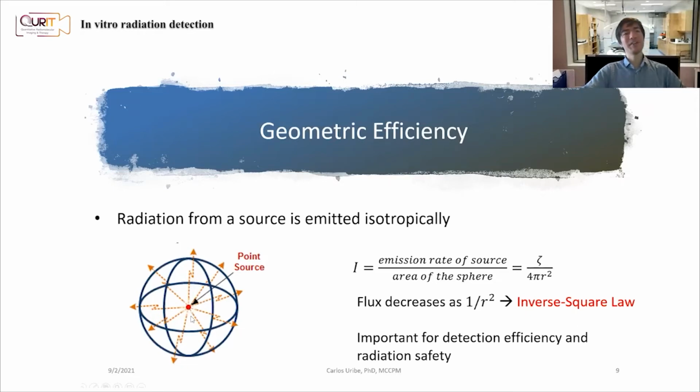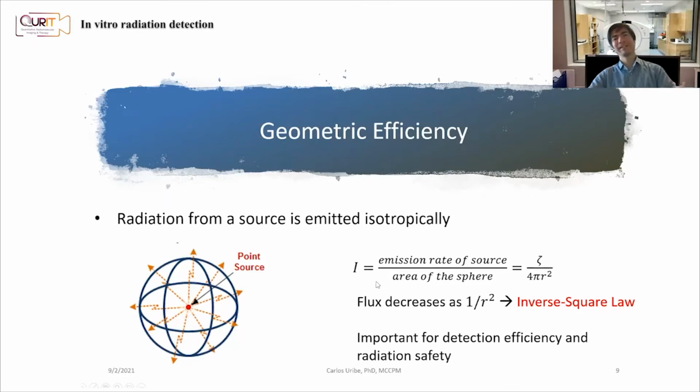So you can think, if you have a point source, for example, that point source emits radiation isotropically. So it emits the same amount of radiation in every direction. And we define the intensity of that source as the emission rate of the source, which I'm representing with the letter theta, and it's divided by the area of the sphere. The area of a sphere is given by 4 pi r squared. So we can see that the flux decreases as 1 over r squared. And this is what is known as the inverse square law.